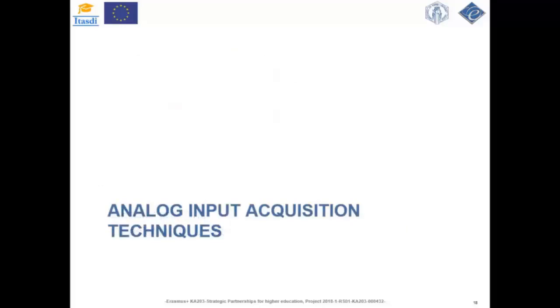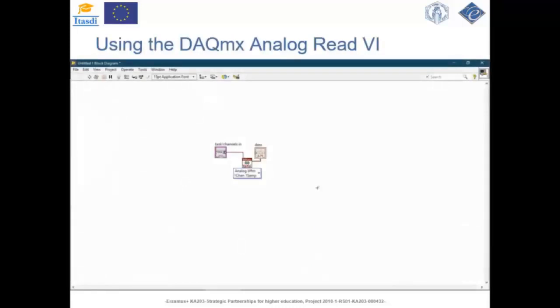Okay, so now we're going forward and we're going to start first with the analog input acquisition techniques. First of all, I just want to have a close look at how the DAQmx Read VI is used to read analog signals. DAQmx Read VI, located on the data acquisition palette, reads samples from the tasks or channels that we specify, and the instances of this VI specify what format of samples to return, whether to read a single or multiple samples at once, and whether to read from one or multiple channels.